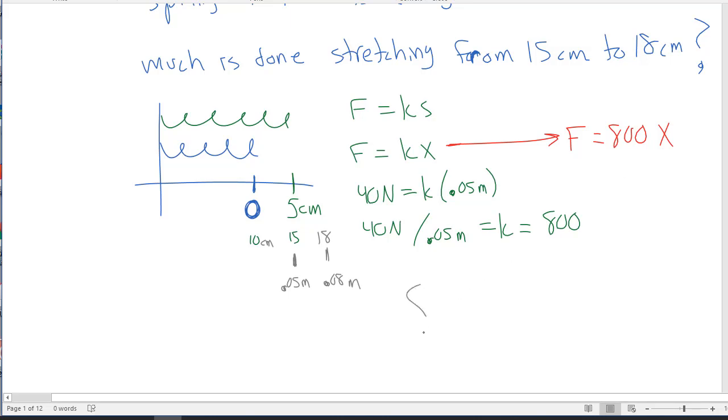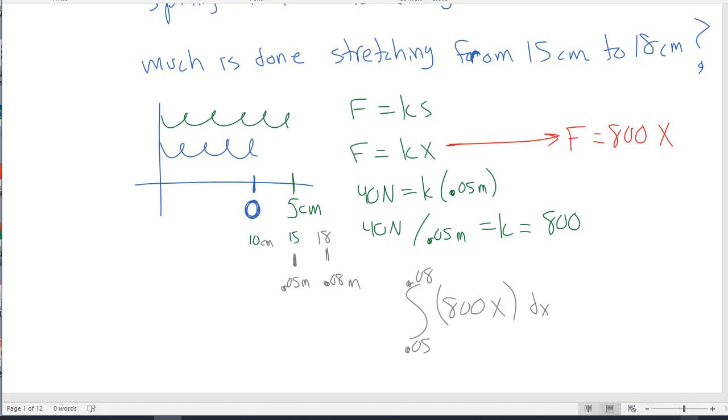So when we do our integral here, we're going to be summing up from 0.05 meters to 0.08 meters the work of my force function, so F times dx. My force function is F, and the dx represents the distance over the interval of 0.05 to 0.08. So there's the concept of work with a variable force in an application of a spring involving Hooke's law for the constant of proportionality of the spring.